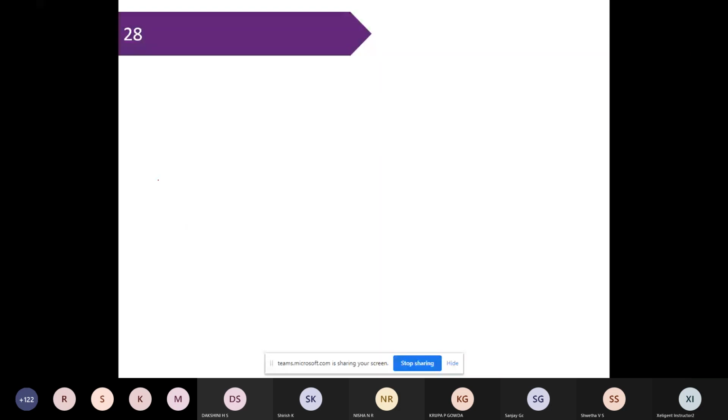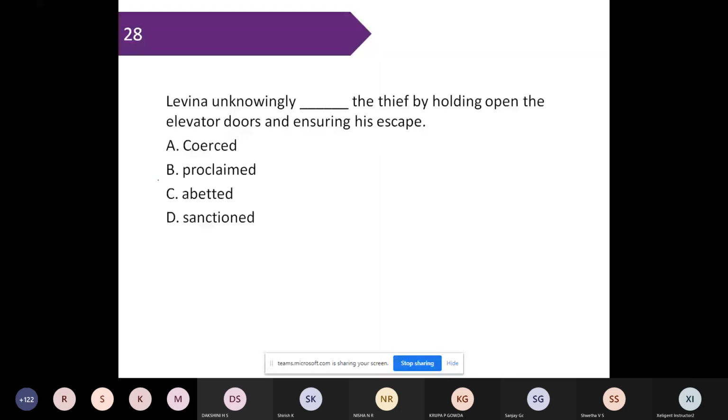Next, 28th question. Levina unknowingly blanked the thief by holding open the elevator doors and ensuring his escape. Unknowingly is the keyword here, the clue word. Nobody lets the thief go knowingly, right? So she unknowingly left the thief by holding open the elevator doors and ensuring his escape. So what's the correct answer?